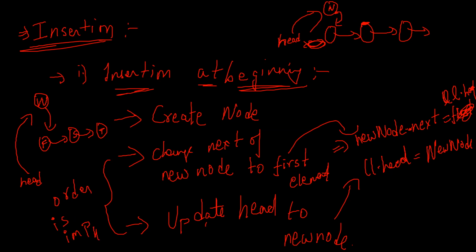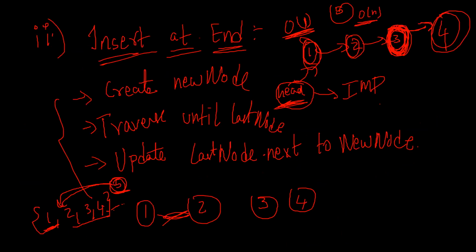So first, change the next of the new node to the first element, and then change head to the new node. Now I inserted at the beginning. My linked list starts from the new node, then here, then here, then here, and obviously the last one is null. Did you guys understand? Order is important.